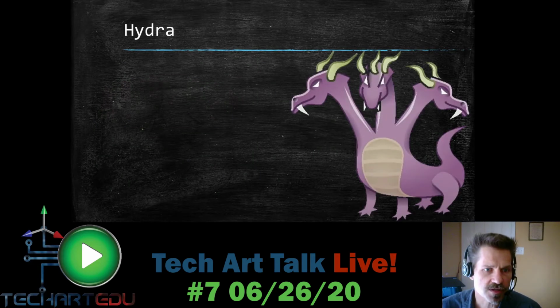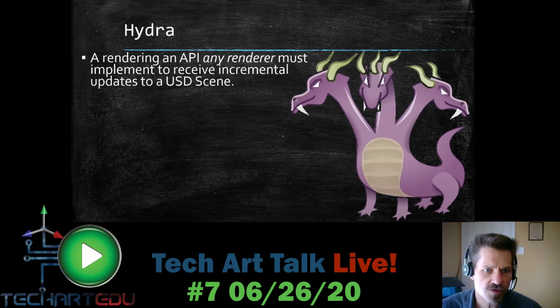All right, Hydra is something that you're going to encounter a lot. Using USD, Hydra is the API that all local renderers have to conform with if they want to use USD. So that means everything that produces CGI elements has got to produce a Hydra delegate in order to visualize a USD scene.